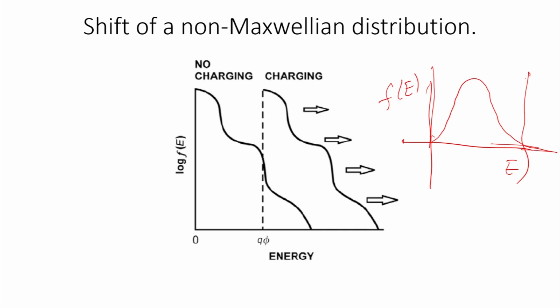But here I want to tell you that even if it is not a Maxwellian distribution, even if it is an arbitrary distribution, those species still gain an additional energy, that is q phi, and because of that the distribution gets shifted. We have seen that for those species which are repelled, the distribution is shifted towards the left side, but since the energy cannot be 0.